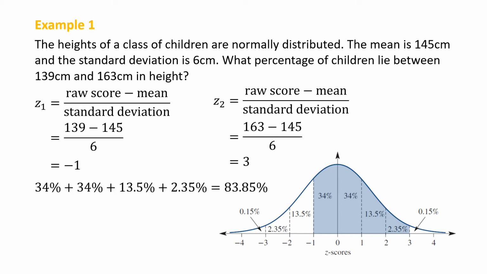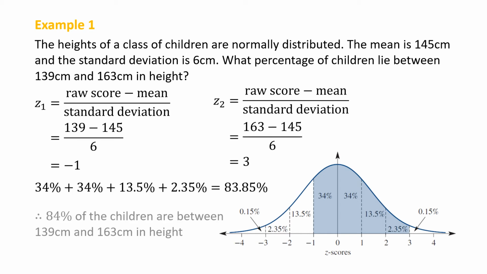So because this is normally distributed, the heights of these children, we can now say that what percentage of students are between 139 and 163 centimeters? Well, it's roughly 84% of the children in this class are going to be between 139 centimeters and 163.